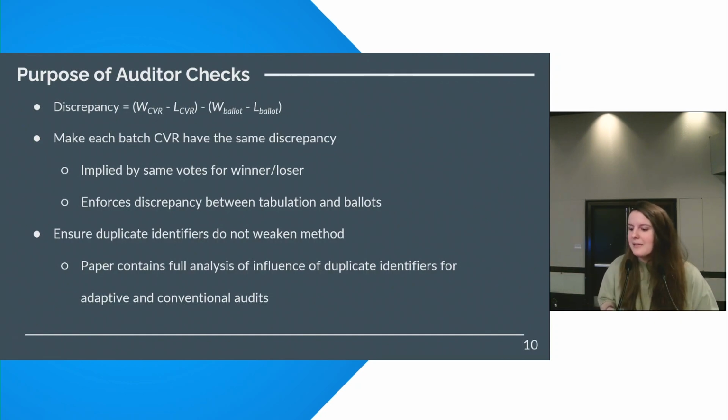The next check that we made was ensuring that there's no duplicate identifiers on the CVR. Imagine a circumstance where the adversary assigns the same identifier to physical ballots and then gives any ballot it wants when you request that identifier. On the CVR itself, we do a check to ensure that even if physical ballots have the same identifier, the CVR does not. It's a little complicated, so I don't have time to go into it, but in our paper, we do ensure duplicate identifiers do not weaken our method, and we contain a full analysis of the influence of duplicate identifiers for both adaptive and conventional audits.